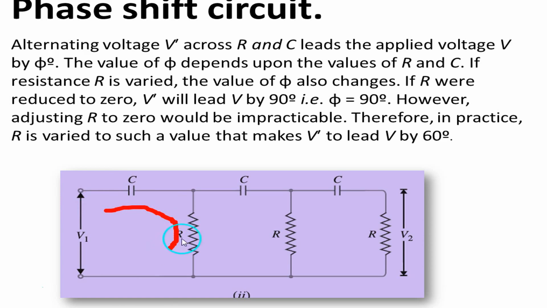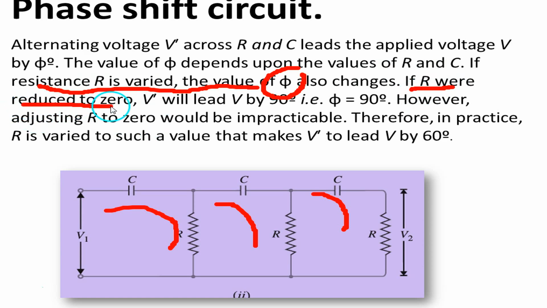So this is one CR element, second CR, third CR. Each CR gives a phase shift equal to phi, and the value of phi will change if R is varied or C is varied. If R is reduced to 0, then the phase shift becomes 90 degrees. But there is always some R. Adjusting R to 0 is impossible. There will always be some value of R.